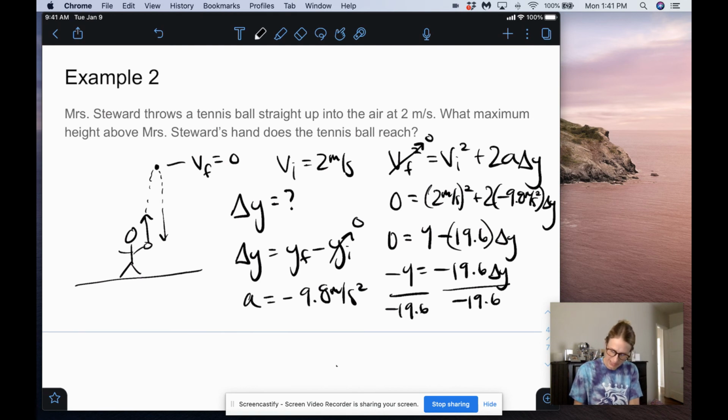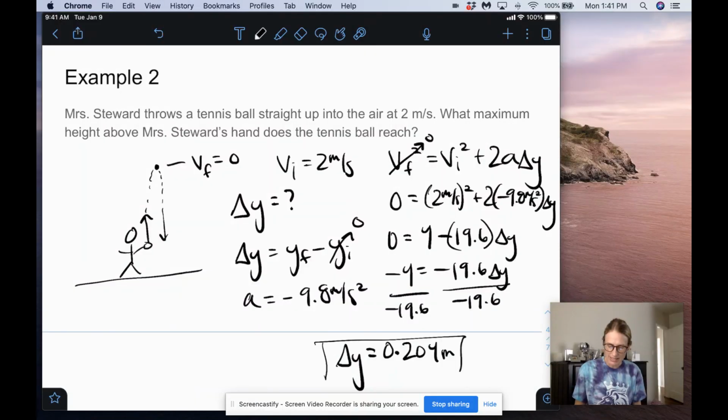negative 19.6. And I get my change in position is equal to about 0.204 meters. And it makes sense that I get a positive number here because I have a negative divided by a negative. And it is going up, so I should get a positive change in position.